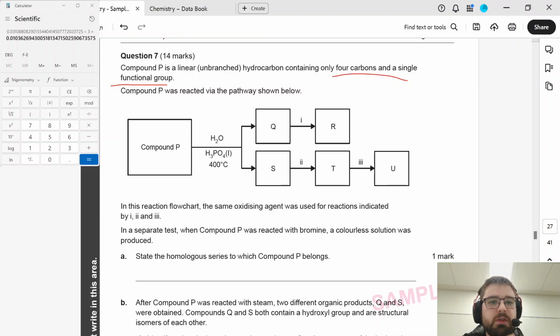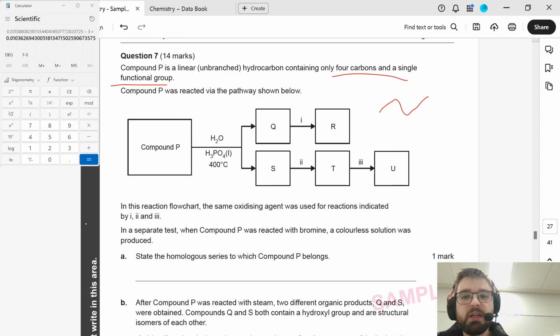4 carbons and a single functional group. Okay, it was reacted with water and phosphoric acid. So basically, from that already, I know that it is going to be an alkene. Now, it's unbranched, so I know it's going to be butene.